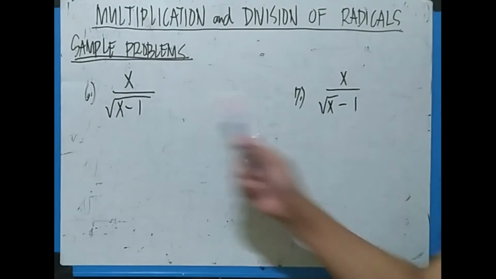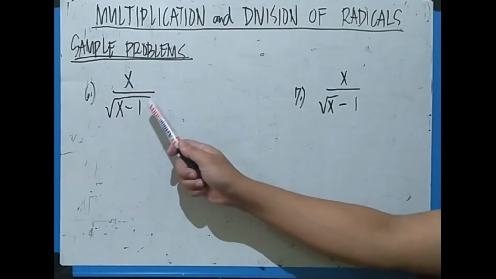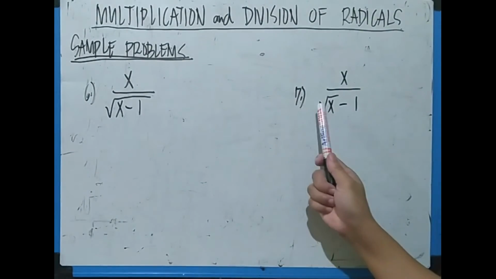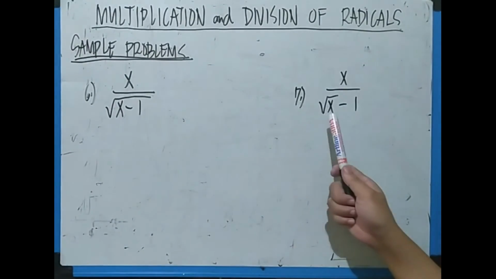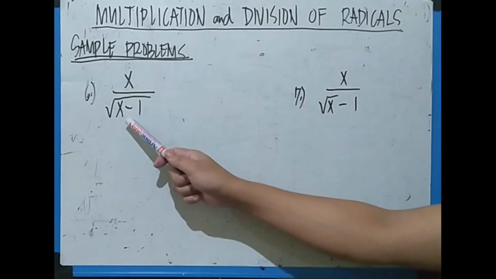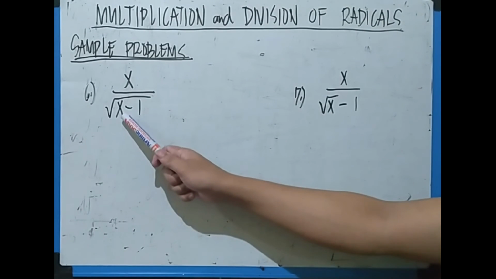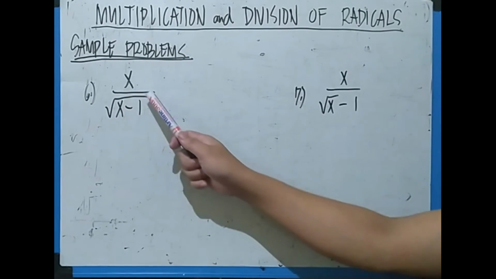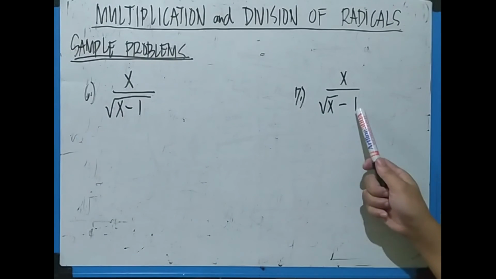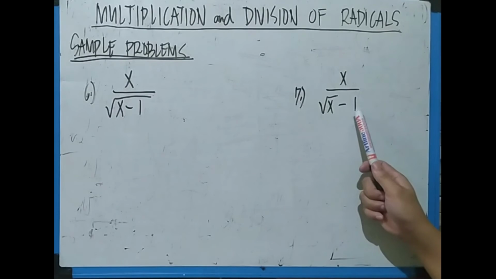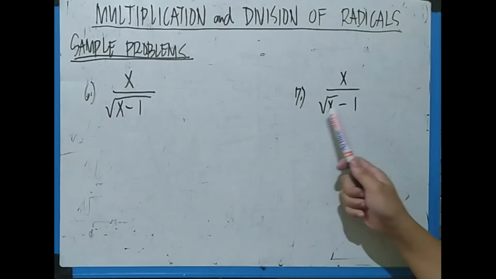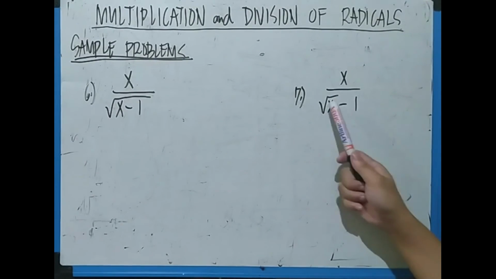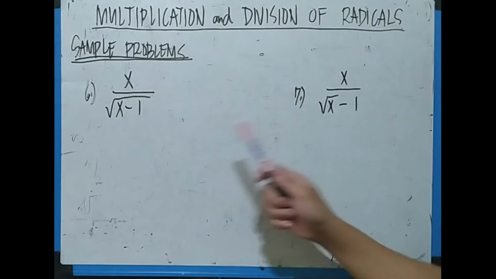Gusto kong pagsabayin silang isolve since, kung napapansin ninyo guys, almost the same, no? But they are totally different, especially the denominator. Kung napapansin ninyo guys, x minus 1 is included in the radicand. But in this one, 1 is a whole number here, so hindi siya kasama sa radical expression, sa denominator. So magkaiba rin ang solution ng dalawa.